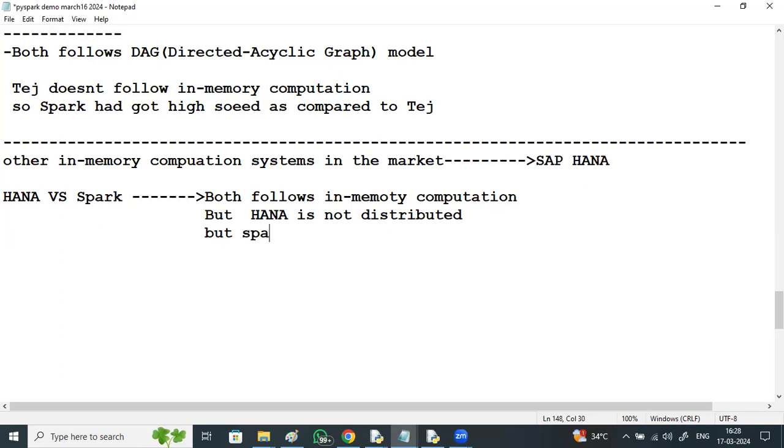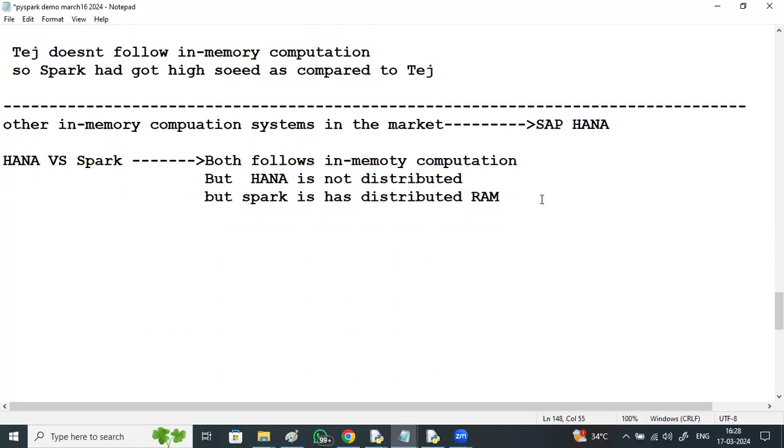Spark has distributed RAM. So, for example, you got some memory storage for HANA. After some days, it gets filled. It cannot support further. If you want to load some new data, the old data has to be removed. But with Spark, it has distributed RAM, so depending upon the incoming data, you can keep on adding and increasing.